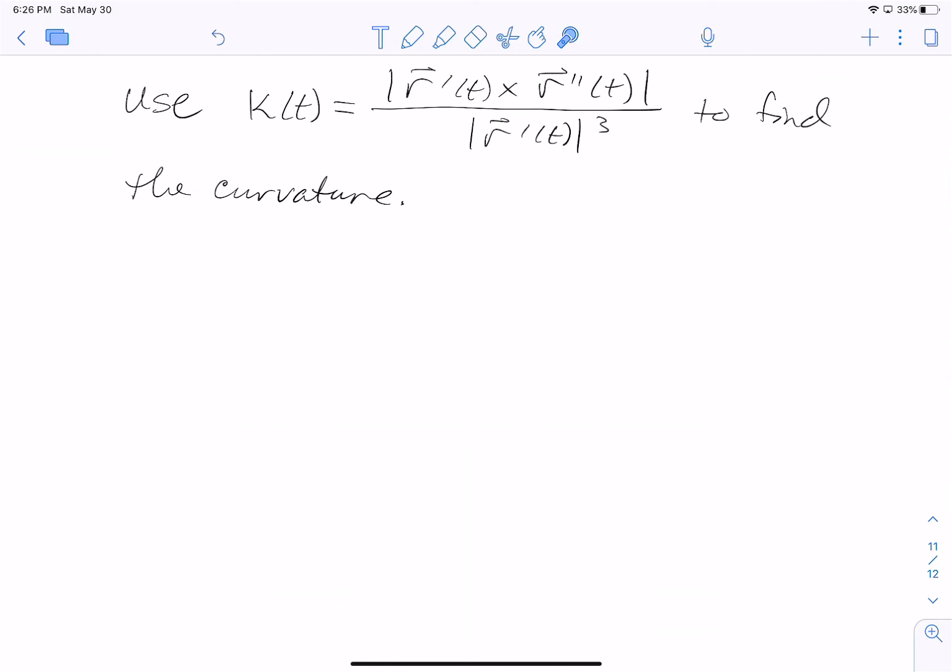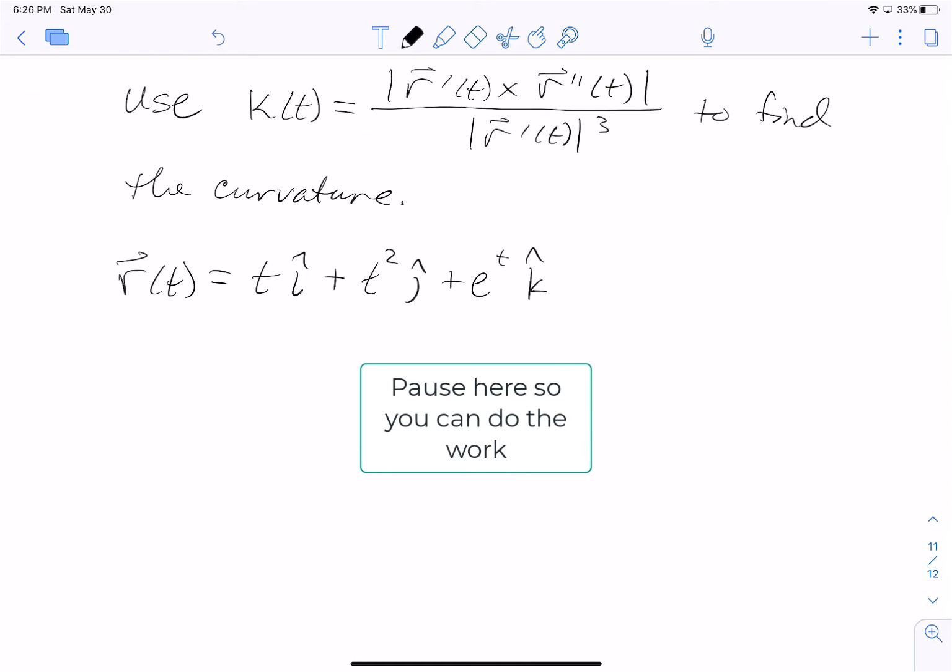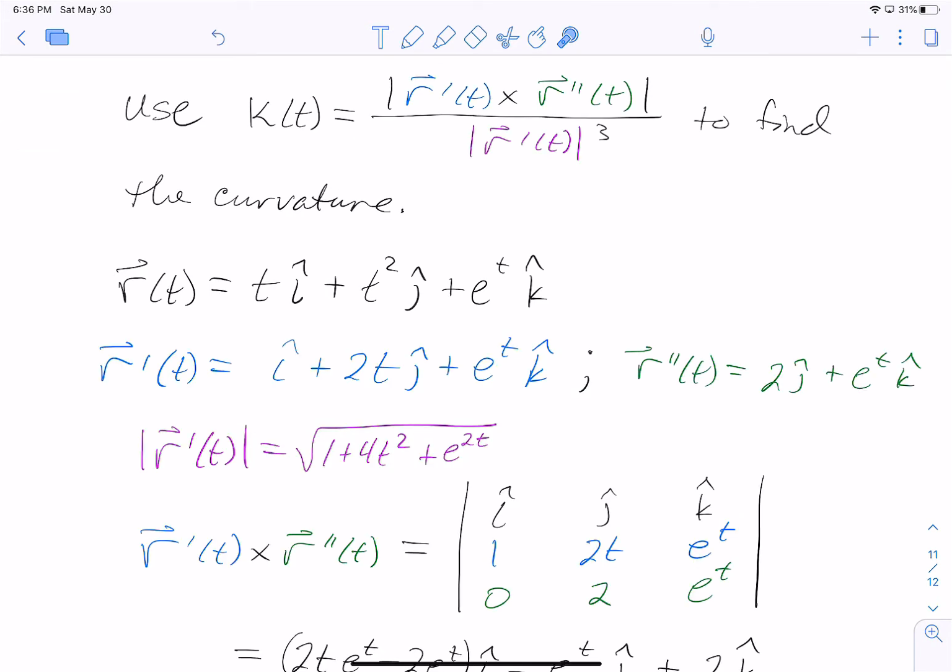Now we're going to use the magnitude of r prime of t cross r double prime of t divided by the magnitude of r prime of t cubed to find the curvature for the curve given by the vector function r of t equals t i plus t squared j plus e to the t k. Well, I said we. You know what's happening, don't you? Go ahead, pause the video, come back when you're done. I hope that went well for you.